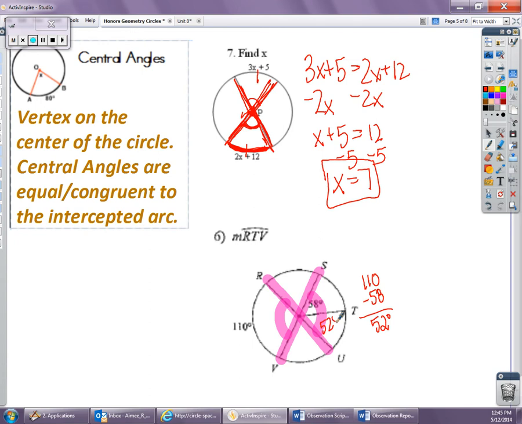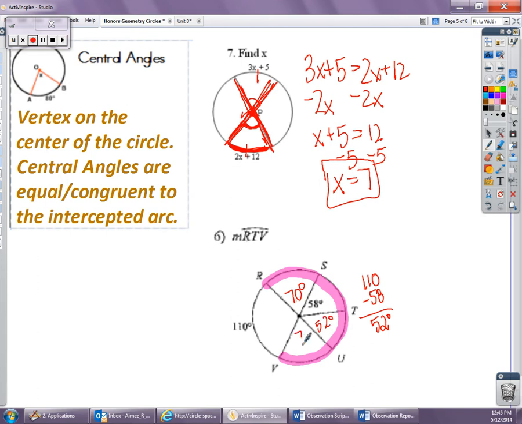So if this is 52 degrees, now I want to go back and add together everything. So I'm looking for arc R, T, V. So I'm going to take my 110, my 70, and my 52.